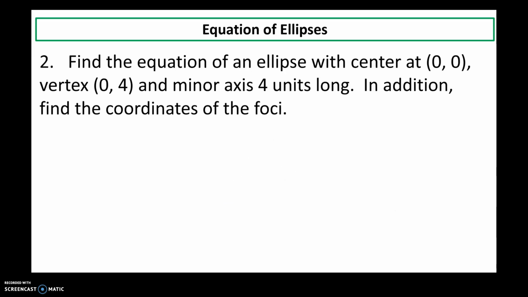Find the equation of an ellipse with the center at 0, 0, a given vertex, and a minor axis of 4 units long. In addition, find the coordinates of the foci. Okay, so the easiest thing I can give you, plot the points. Here's my center.